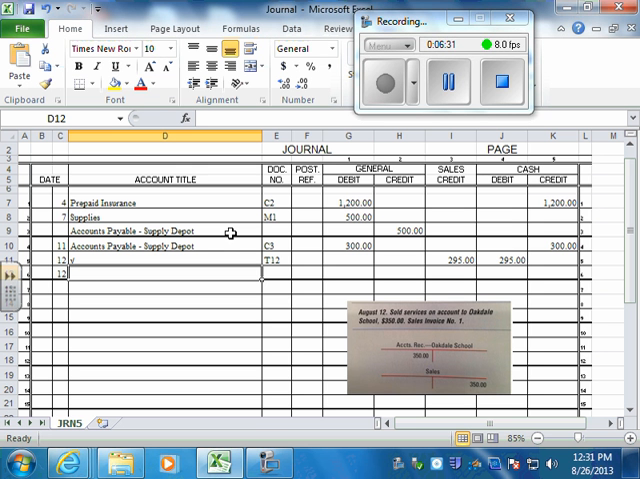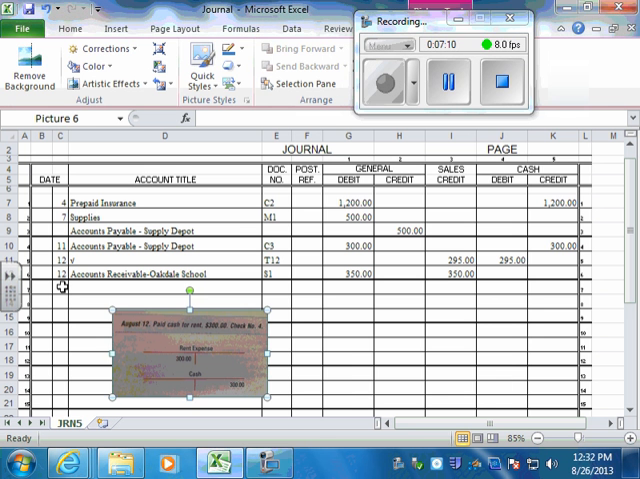So, sold services on account to Oakdale School. What 2 accounts are we dealing with? We're dealing with sales, which has a special amount column, and accounts receivable, Oakdale School, because now Oakdale School is going to owe us more money. So we're going to put accounts receivable, Oakdale School, in the account title. And the document number is sales invoice 1, so we're going to put S1. And Oakdale School, their balance is going to increase with a debit, and our sales is going to increase with a credit.